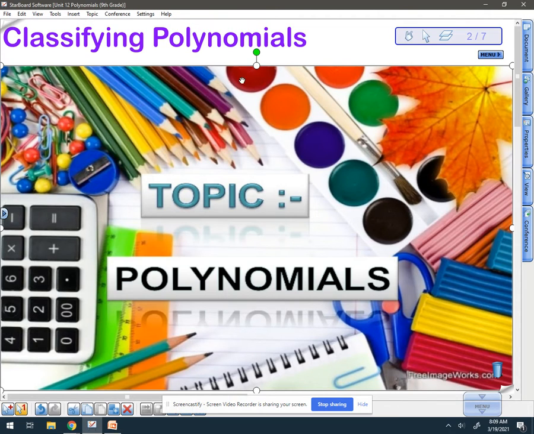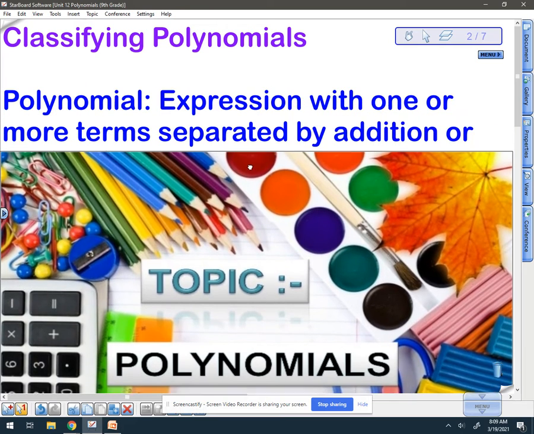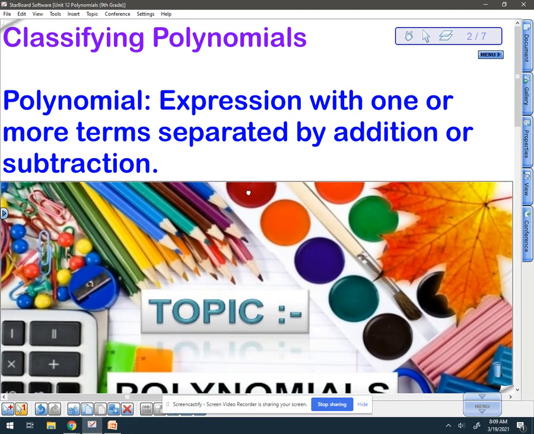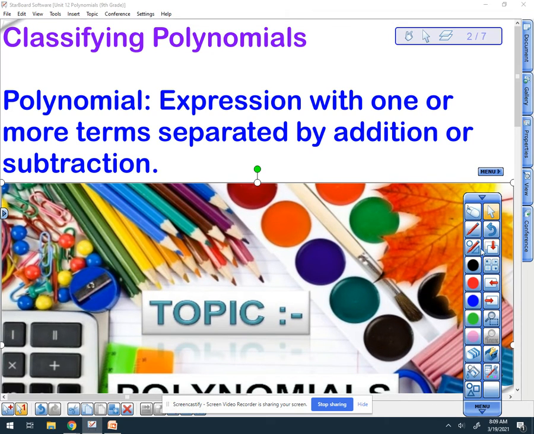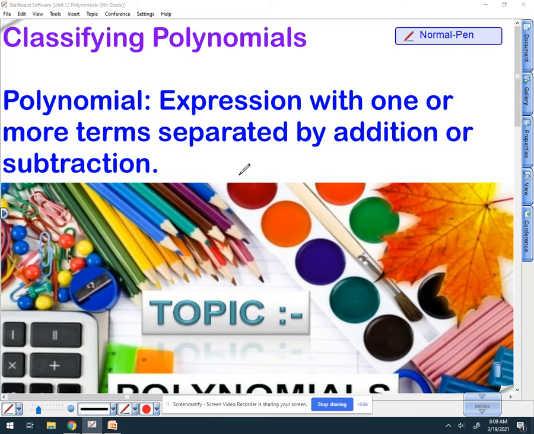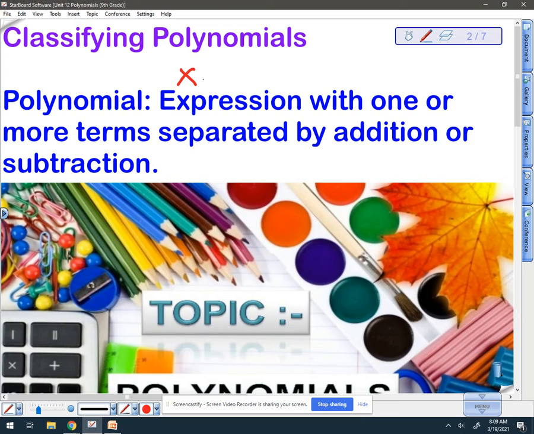Now, classifying polynomials. What are polynomials? A polynomial is an expression with one or more terms separated by addition or subtraction. All right, so what that means is, some examples on here. It's an expression with one or more terms. So a term would be like, if you have x, that's a term. So x plus 2, that's 2 terms. All right, so a polynomial is an expression with one or more terms. So this would be a polynomial.